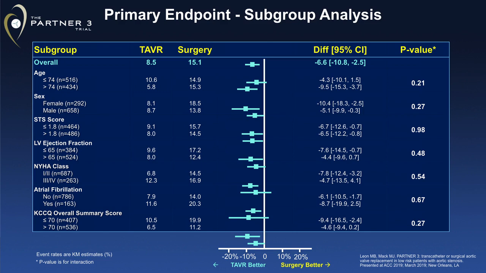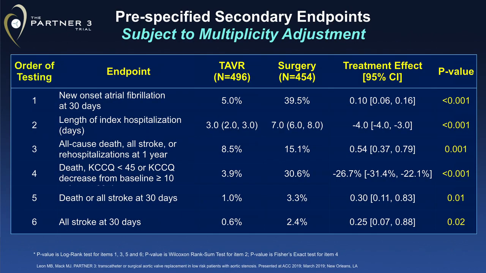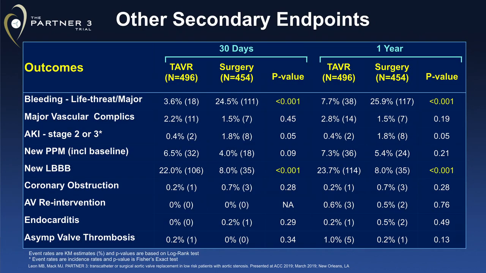Some other things that they looked at was new onset of AFib. We do often see AFib after open heart surgery, so it was almost 40% in the surgical arm and 5% in the TAVR arm. Again, longer lengths of stay with surgery, higher primary endpoint with surgery. So these were the statistically significant differences. Looking at some other outcomes, again, just to analyze differences between surgery versus TAVR, most of these things were not different.